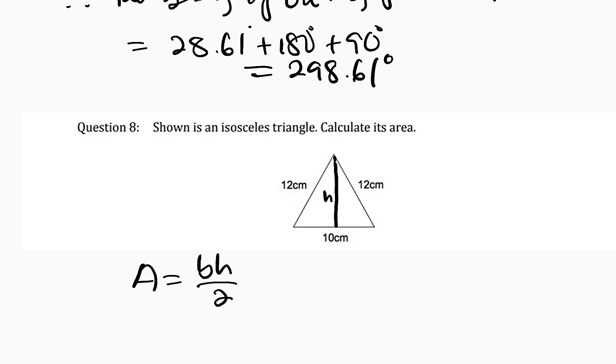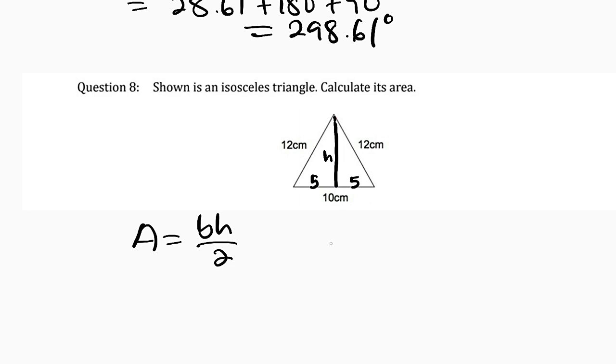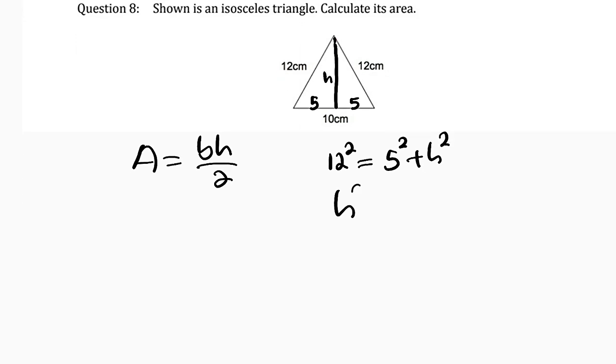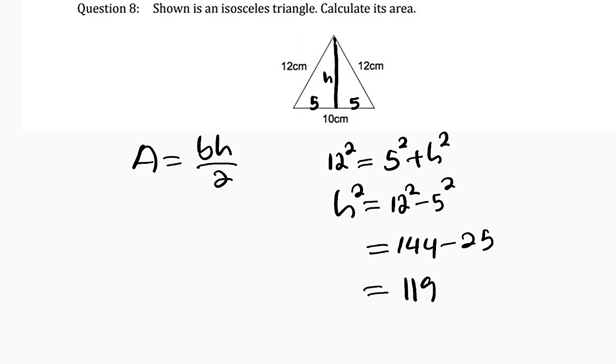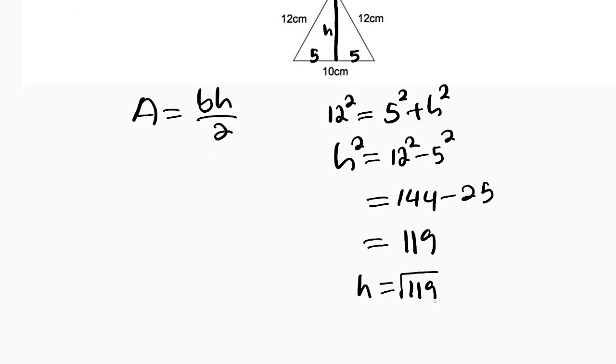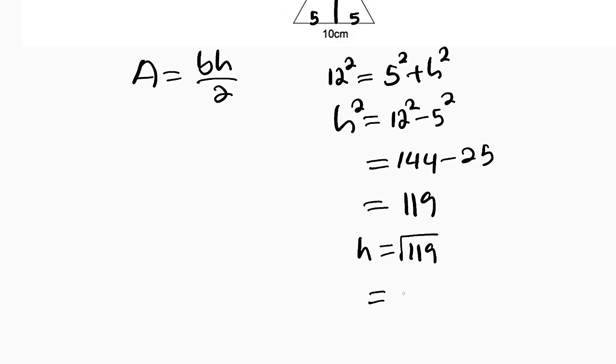And the height will divide the base into 2. So this will be 5, this will be 5. So let's concentrate on this one right angle triangle. According to Pythagorean theorem, the hypotenuse squared is equal to the sum of the squares of the other two legs, 5 squared plus h squared. Therefore, h squared will be equal to 12 squared minus 5 squared. This is equal to 144 minus 25, and this is equal to 119. So h itself will be equal to the square root of 119, which is equal to approximately 10.9 centimeters. So we have the height.